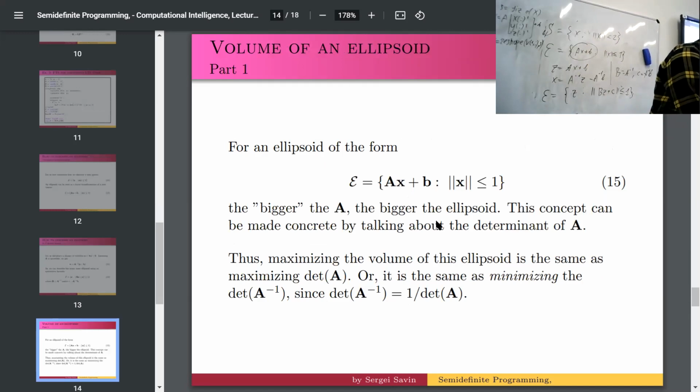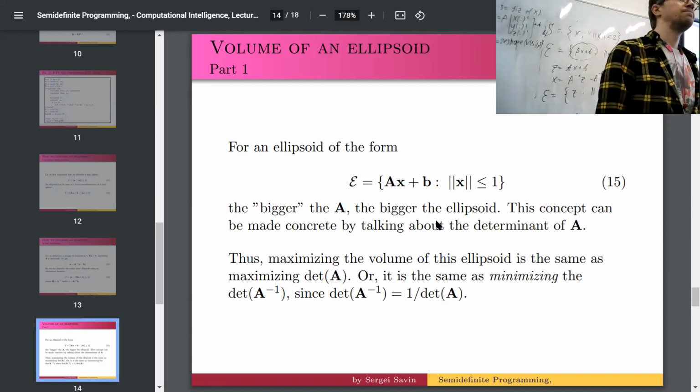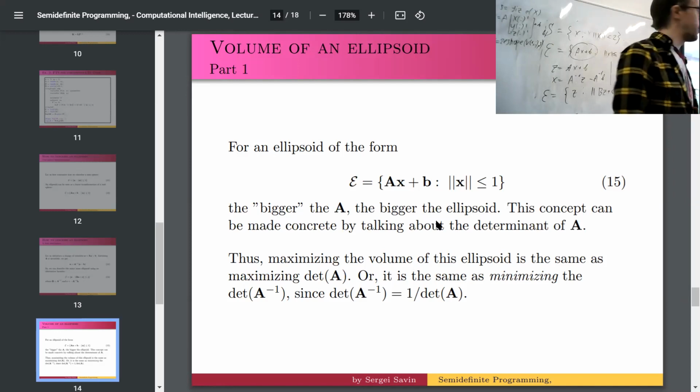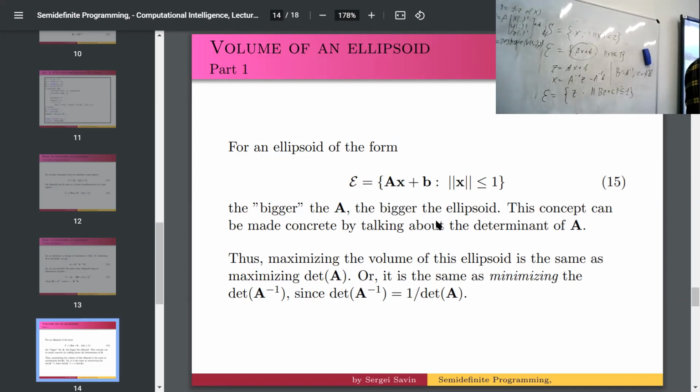Now, what is the volume of an ellipsoid? Well, to compute the volume of an ellipsoid is a little bit difficult, probably. But to judge it is pretty easy. Determinant of A is proportional to the volume of the ellipsoid in some way. Determinant of A in this representation, expression number 15. So if you want to maximize it, you'll have to maximize the determinant.